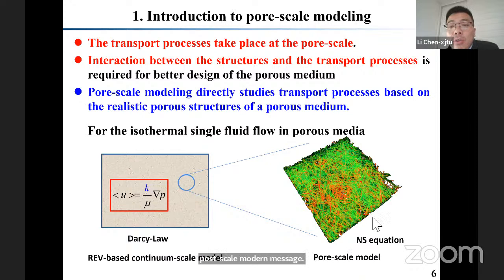That means we simulate or model the transport processes directly using the realistic structures of the porous media. For example, for fluid flow, at the REV scale, we solve the Darcy equation, but at the pore scale, we directly solve the Navier-Stokes equation by using the complicated microscopic structures of the gas diffusion layer.